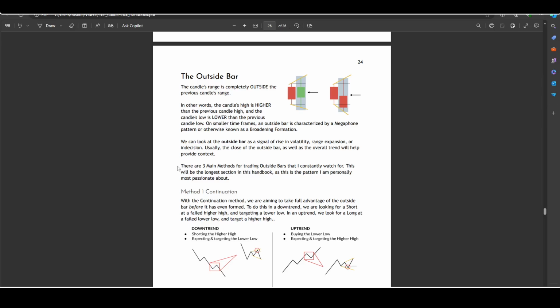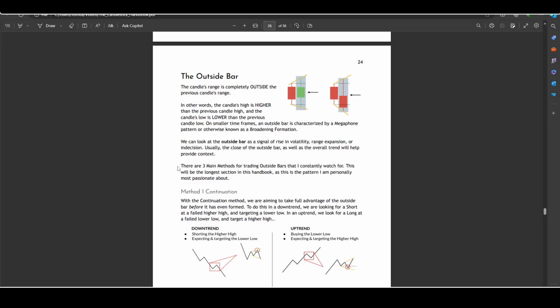The candle's range, it's just like the name. It's completely outside the previous candle's range. It's the opposite of the other one. Instead of inside, it's going to be outside on the right side candle. So in other words, the candle's high is higher than the previous candle's high, and the candle's low is lower than the previous candle's low.